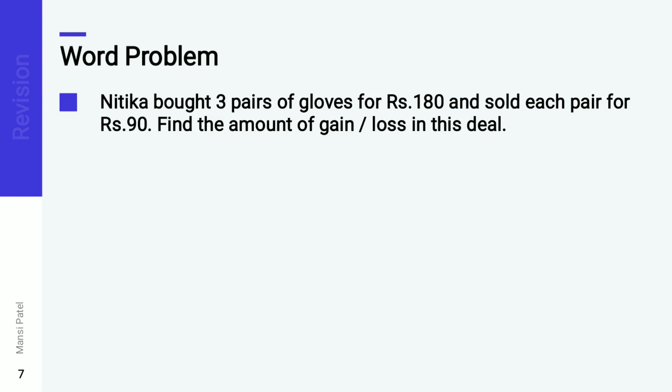Find the amount of gain or loss in this deal. In this you have to find out first if there is a gain. Another name for gain is profit. In this transaction there is a profit or loss, and by how much, that you have to find out. So first you have to find out the total selling cost of gloves. Here by mistake there is the pen, so you have to write down gloves here.